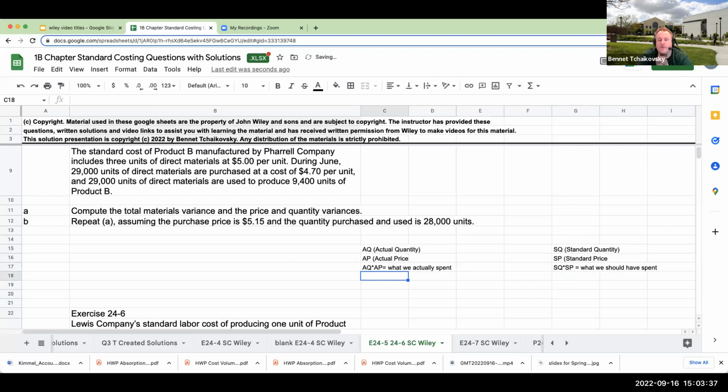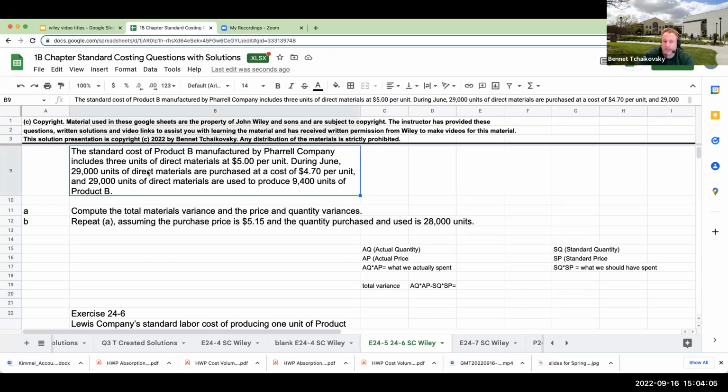So the first thing we want to do when approaching any of these different types of questions is to ask, what is my total variance? The total variance is defined as AQ times AP minus SQ times SP. If the number is positive, meaning I spent more than I should have, that's unfavorable. If it's a negative number, meaning I spent less than I should have, it's favorable.